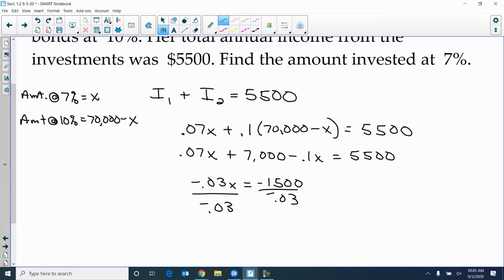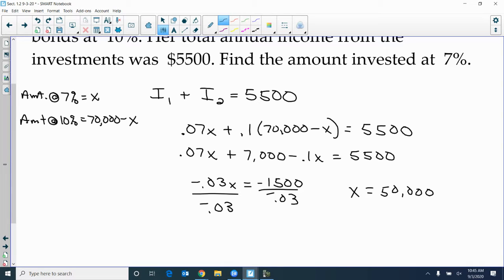All right, what's 1,500 divided by 0.03? Caleb, you got it? Not yet. I was writing it down. I'll wait patiently. 50,000. All right, good. So 50,000.